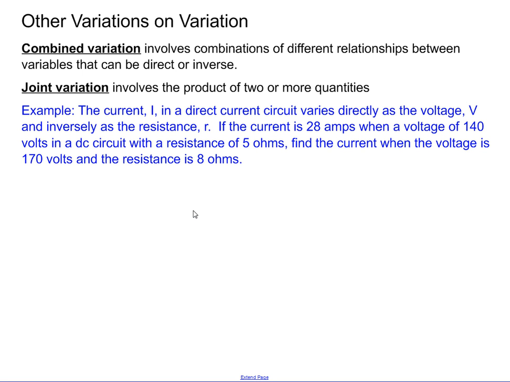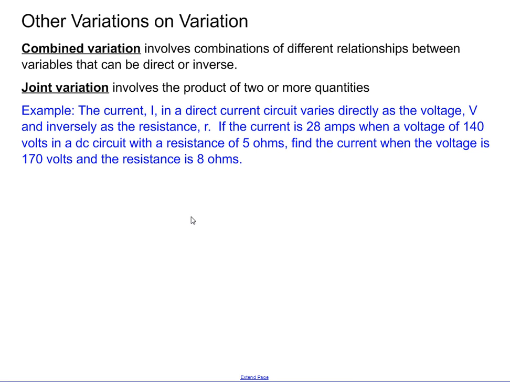We have something called combined variation, and combined variation involves combinations of different relationships between variables, and they can be direct or inverse. Now, we also have something called joint variation, which is related, and it involves the product of two or more quantities. But let's go with one that's a combined variation.